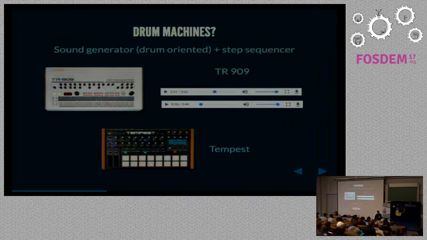Now, what about drum machines? These are sound generators plus a step sequencer, which I will define shortly. So a famous example is the TR-909. Yeah, from Daft Punk, or in various other styles, like with Bjork. So this is a TR-909 too.